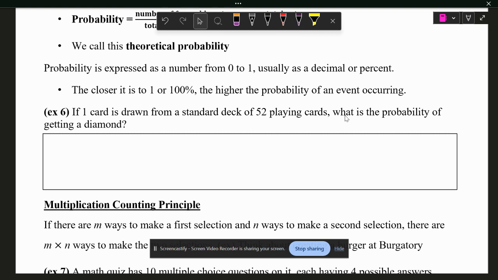So take a look at example 6. If one card is drawn from a standard deck of 52 playing cards, what is the probability of getting a diamond? So the first thing that we need to know is how many diamonds we actually have in a set of 52. There are 13 diamonds out of 52 cards. So that would be 1/4 or 25%.